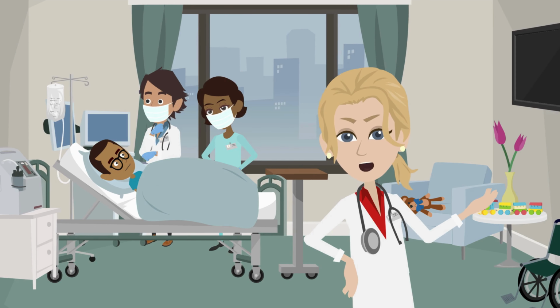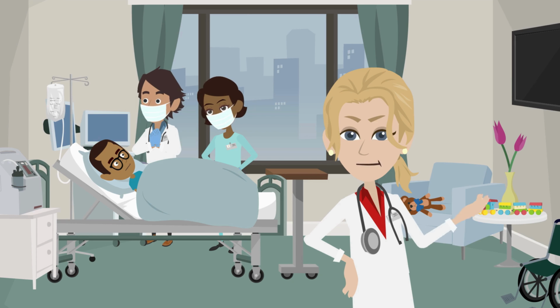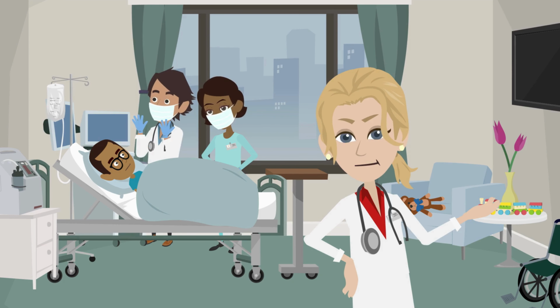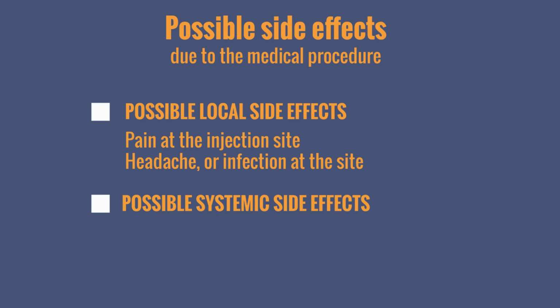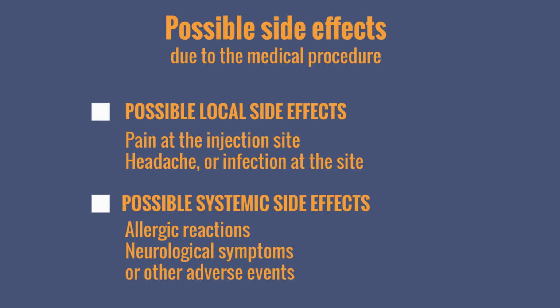In terms of side effects, intrathecal injection can have both local and systemic effects, meaning side effects that could happen anywhere in the body. Local side effects may include pain at the injection site, headache, or infection at the site, while systemic side effects can vary depending on the medication being injected and may include allergic reactions, neurological symptoms, or other adverse events.